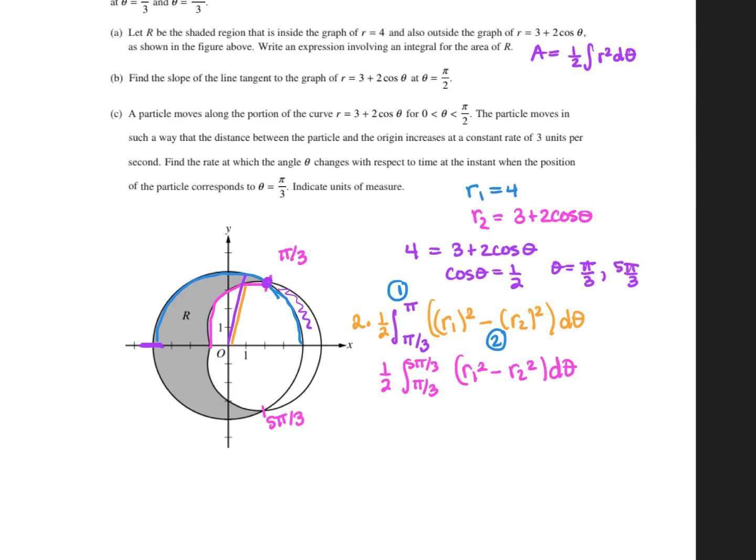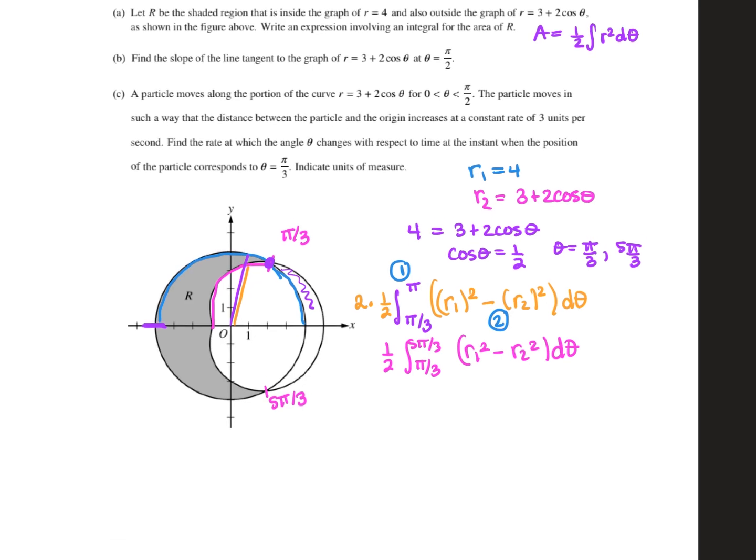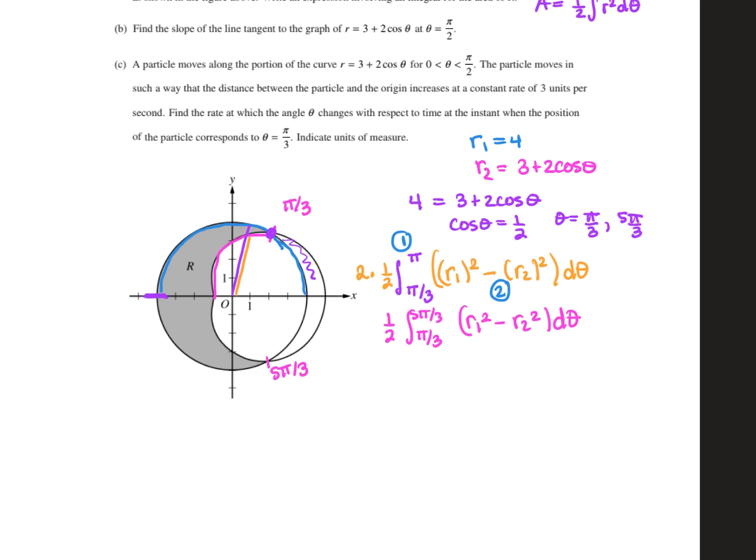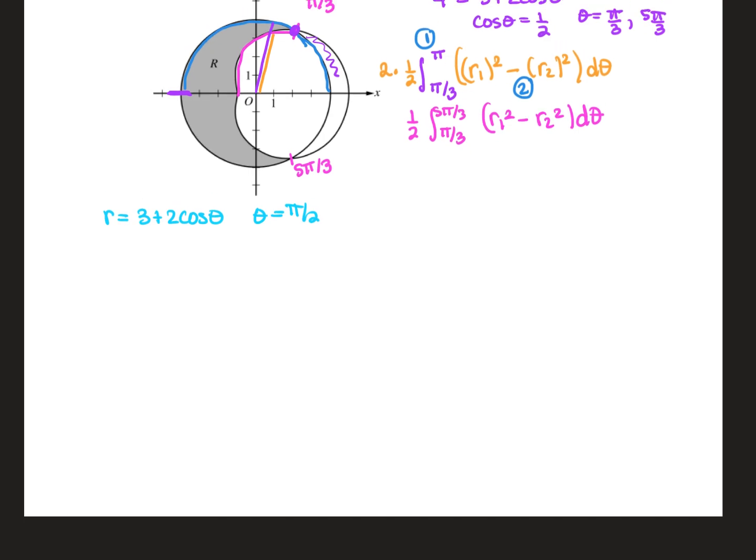Part B. Find the slope of the line tangent to the graph of R. Okay, so I want to find the slope of R equals 3 plus 2 cosine theta at theta equals pi over 2. Now this is a non-calculator problem, so we're going to have to go through and do the entire thing, and that's why they didn't have us integrate in part A, because it would have been a long process to do all that. So we want to find the slope.